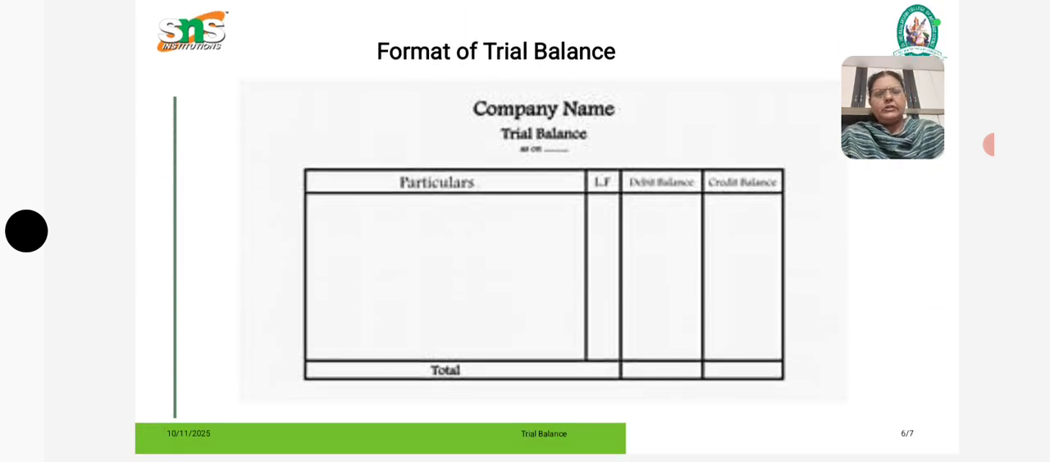So now coming to the format of a trial balance. The typical trial balance format includes serial number, ledger account name and then ledger account number, which is optional, then the debit column and credit column, that is debit balance and credit balance. At the bottom, the totals of the debit and credit columns must be equal.